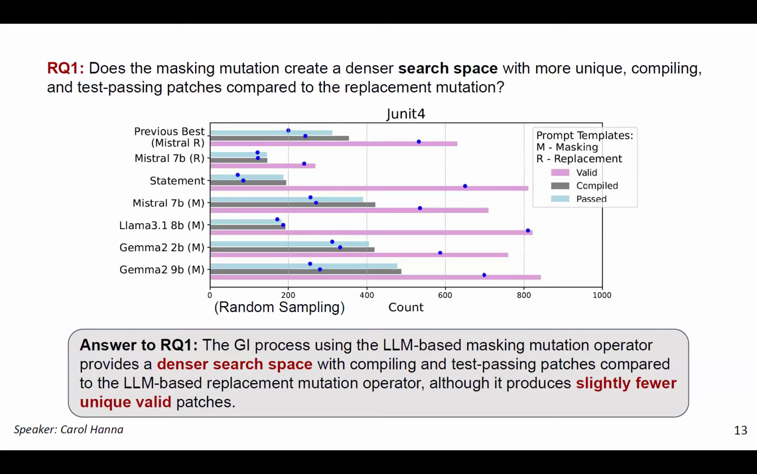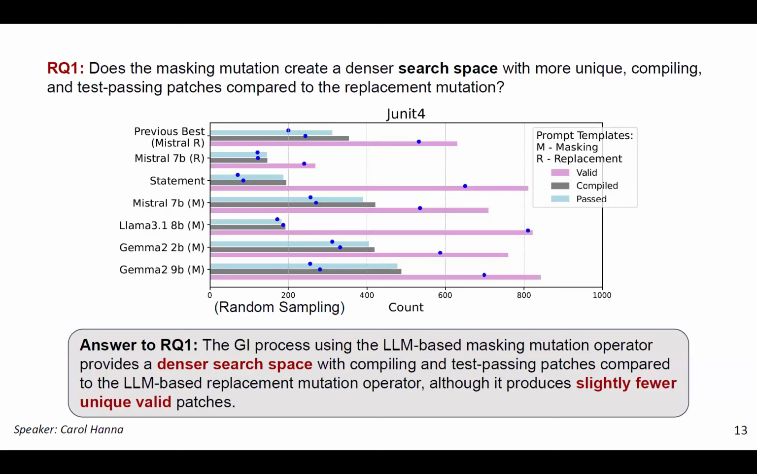So presenting JUnit 4, we have in the first row the previous best results observed in the last paper, which were on the Mistral model using the replacement operator. And then the row under it, we reran those settings ourselves, and we present the results for what those were underneath. Then we have the statement edits.